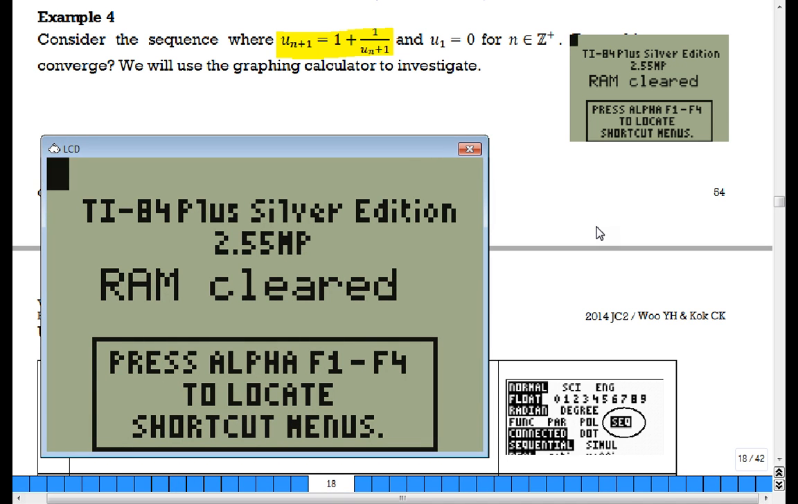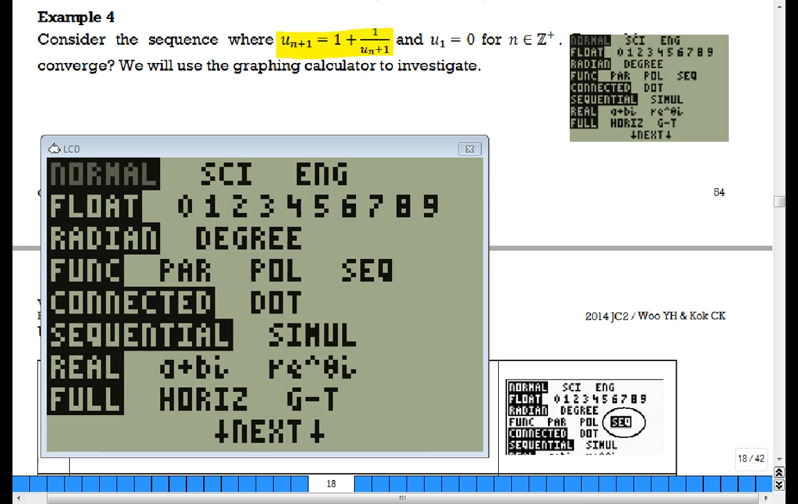Okay, all good? Now, first we must set the mode. Usually we will set the mode to be function here. Function means fx in terms of x. But now we want to set the mode to be a sequence. That means I go down, down, down, down, enter. Okay, make sure you set to SEQ, sequence.